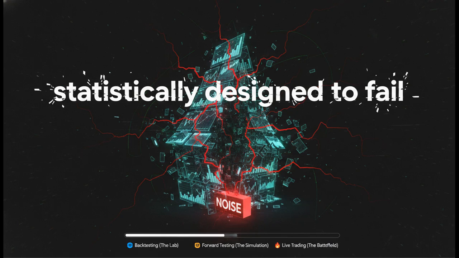And here's the second front, the cold, hard statistical truth. An overfitted strategy isn't just kind of unprepared for the future. It is statistically designed to fail. It was built on market noise, not a real edge. So its performance is almost guaranteed to completely collapse when it faces market conditions it wasn't tailor-made for.